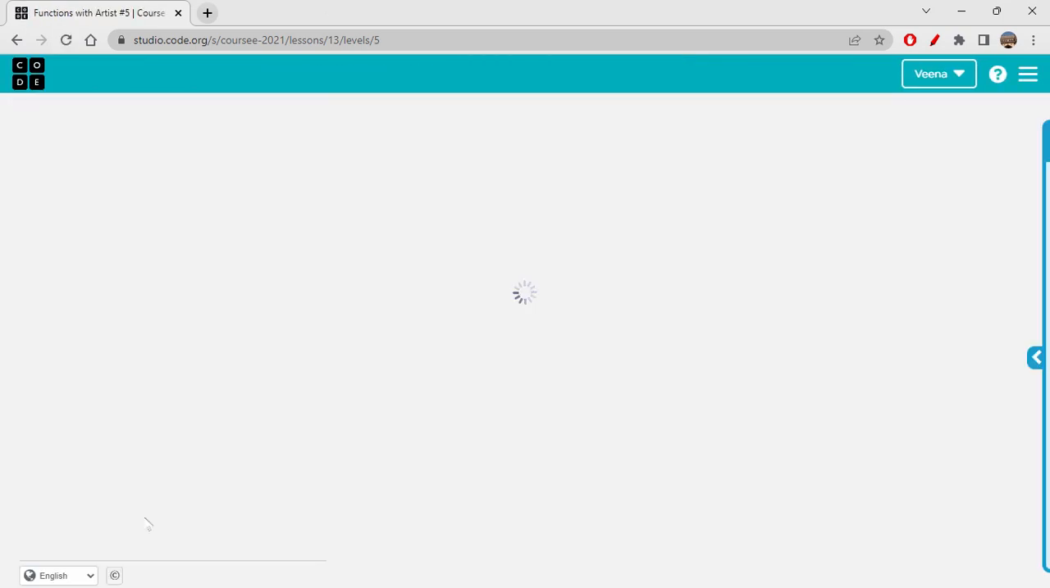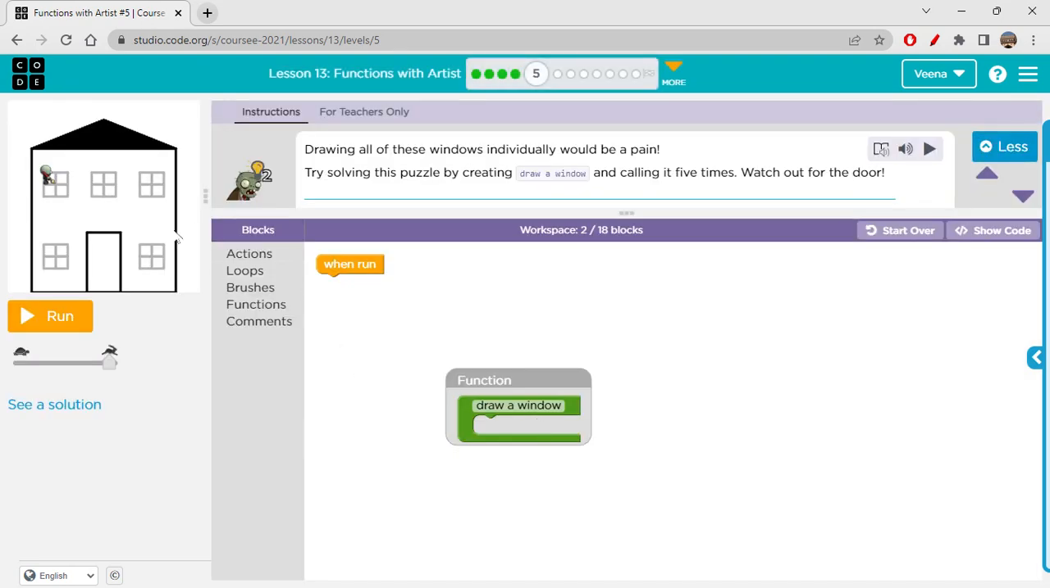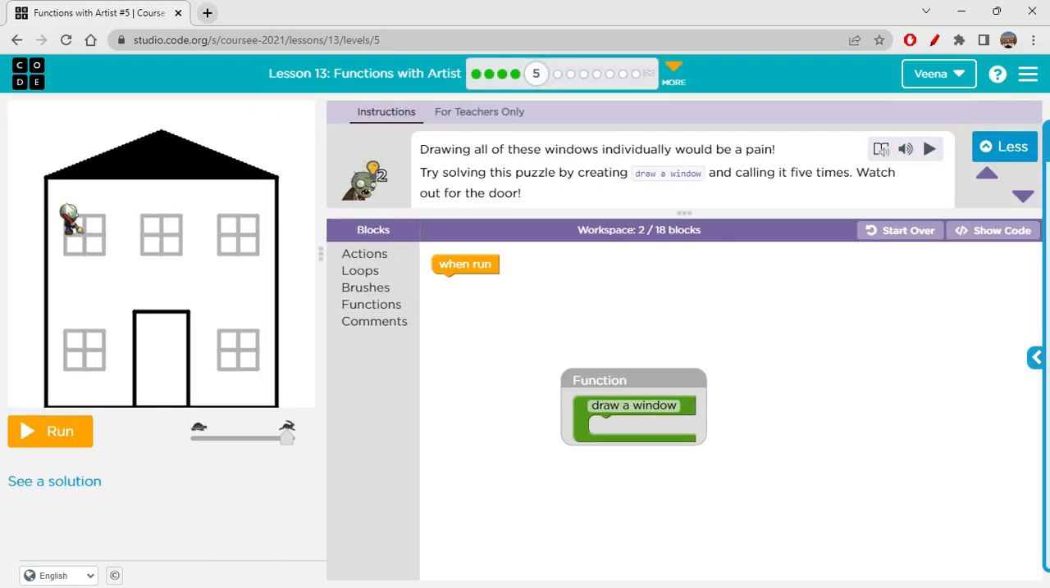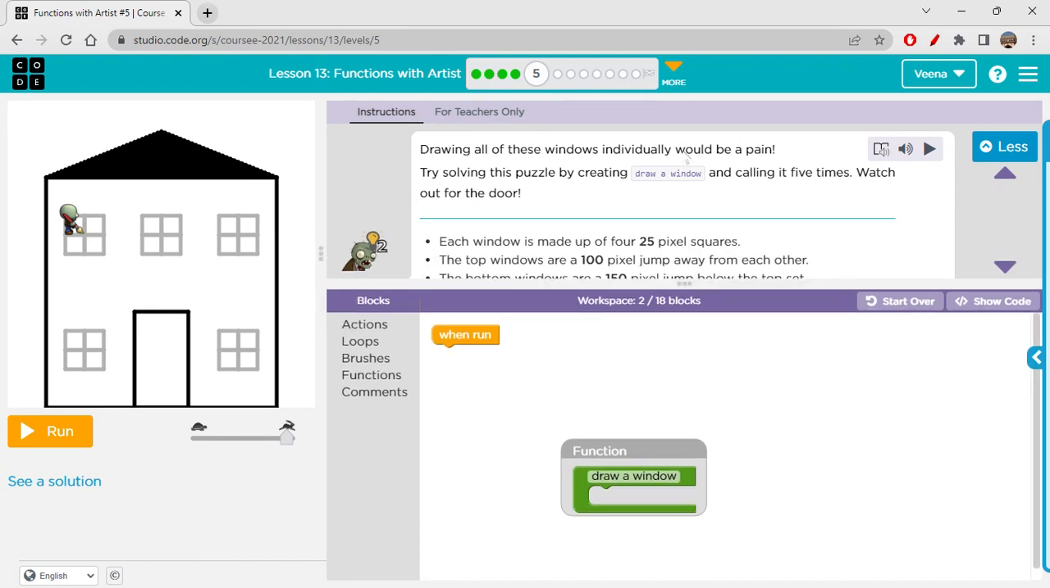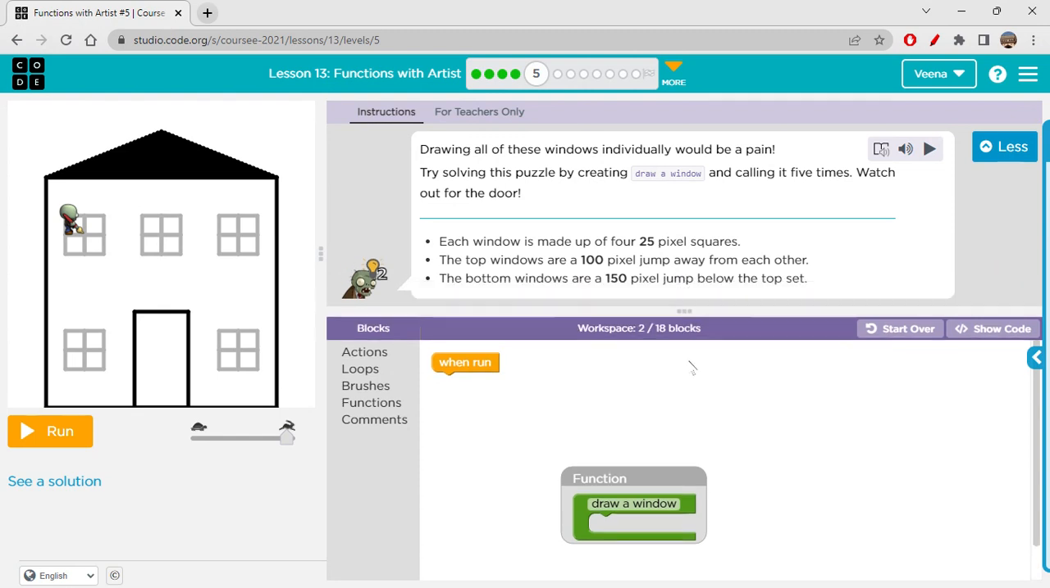Let's see what's going to be the next lesson. Okay, we just have to draw windows of this house. Drawing all of these windows individually would be a pain, definitely. But using a function, it's very simple. You just have to write the code once and you can use it repeatedly, right? That's what functions are. Try solving this puzzle by creating draw window and calling it 5 times.